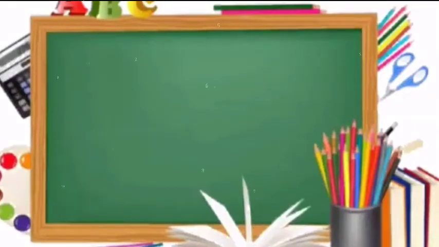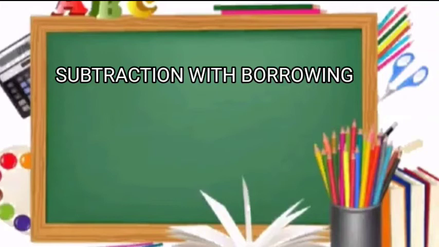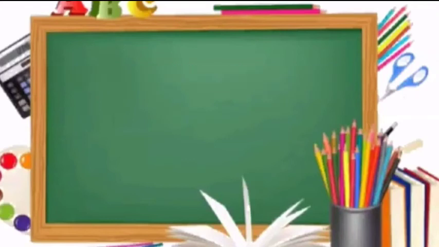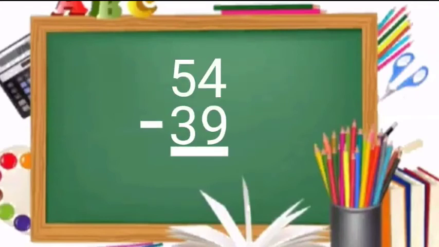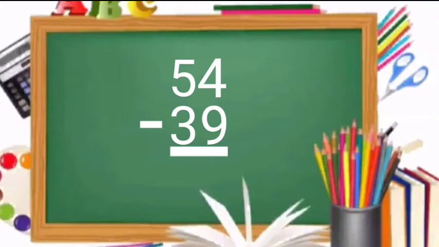Now, we're going to complicate things a little more. We're going to try subtraction with borrowing. But don't worry because it's easy. We're going to subtract 54 minus 39. As always, start subtracting from the ones column. 4 minus 9 is... Oops! It's impossible to subtract 9 from 4 because 9 is greater than 4. So what are we going to do? Well, it's easy. In that case, you need to borrow.